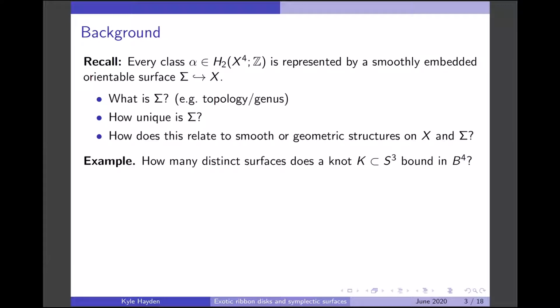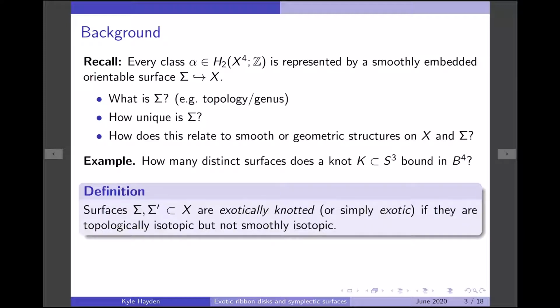But in general, I want to make the definition that if we have two surfaces, Sigma and Sigma prime, in some four-manifold X, we'll say they're exotically knotted, or simply exotic, if they're topologically isotopic but not smoothly isotopic. That is, they're isotopic through homeomorphisms of X, but not through diffeomorphisms of X. And throughout, we'll denote those notions using the notation below.